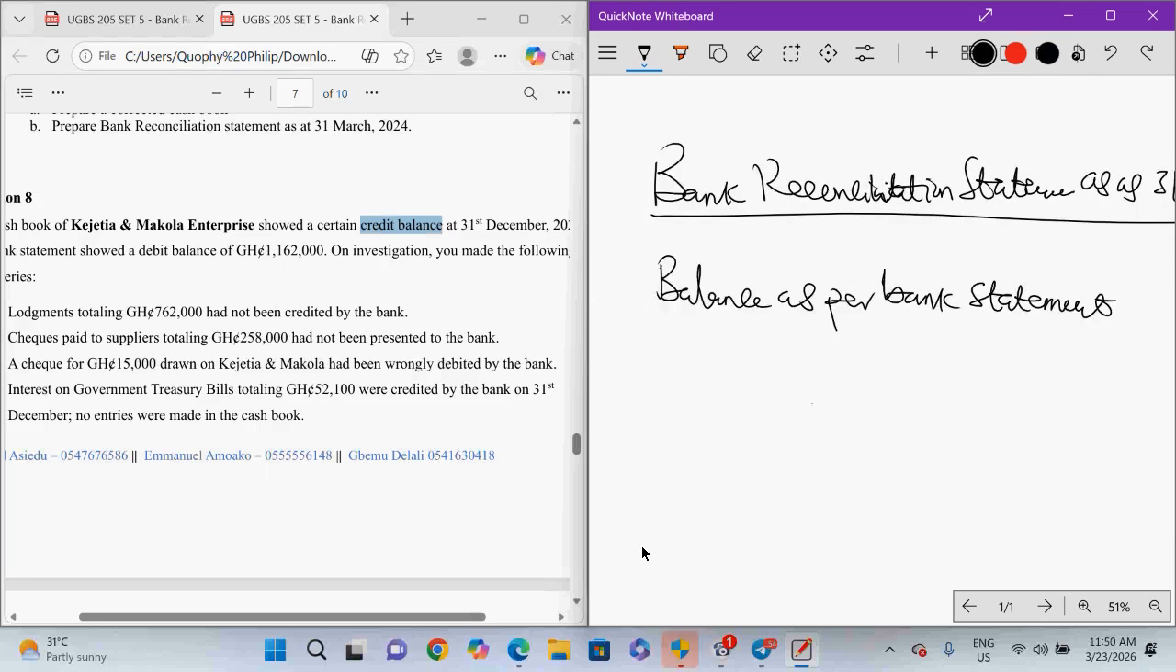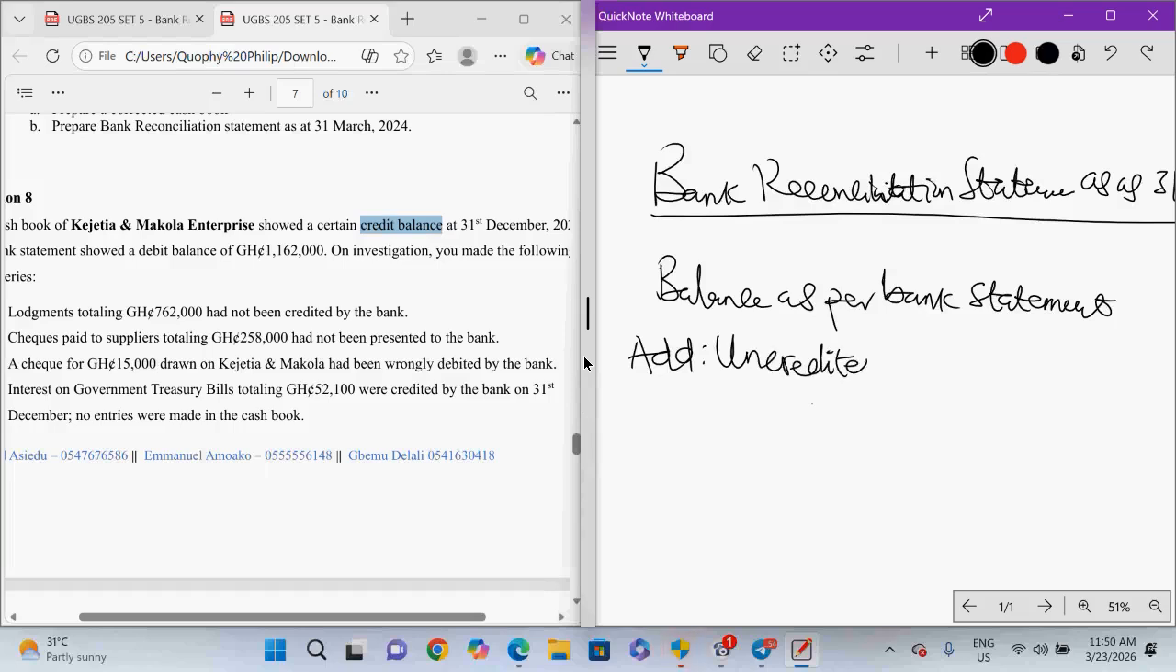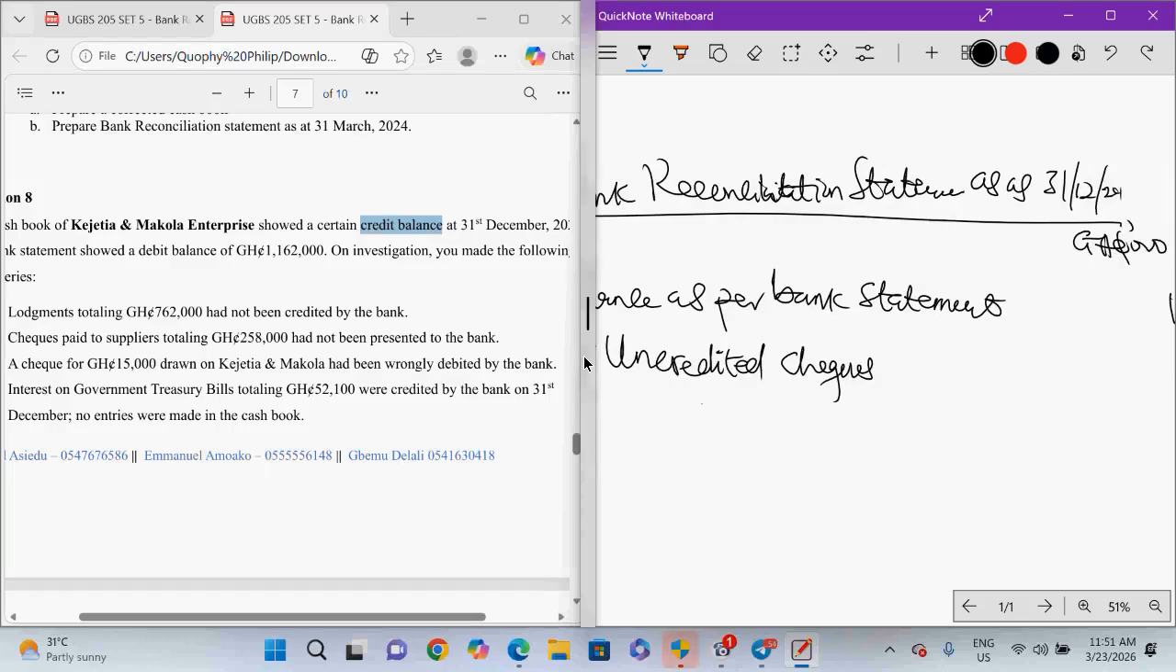So because it is an overdraft, what are we going to add? Is it the uncredited or unpresented? I gave you four formats the last time. So which one are you going to use? Uncredited checks. If you have forgotten the format, please go back and get it because I gave you the 4 formats. So uncredited checks. Let's identify what the uncredited checks are.